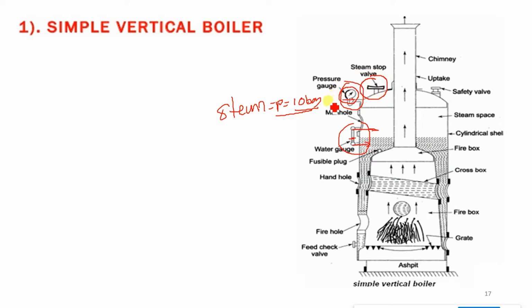The steam stop valve is like a tap. Whenever we require water at our home, we open the tap. Similarly, whenever we require steam, we open the steam stop valve and supply steam to the application area. It may be to the boiler, or in the industry for various applications. So the steam stop valve is used to supply steam to the application area.